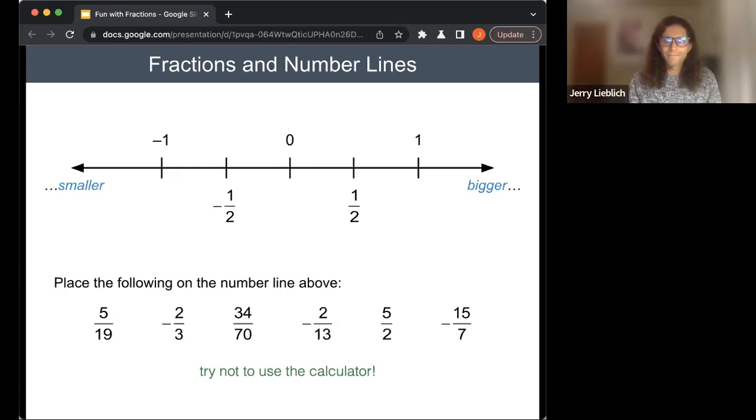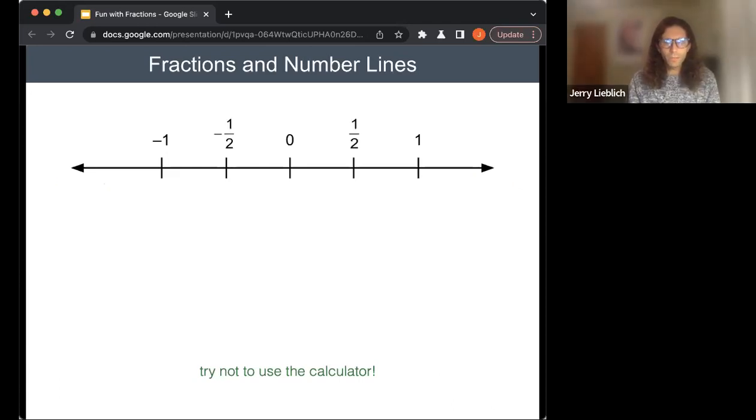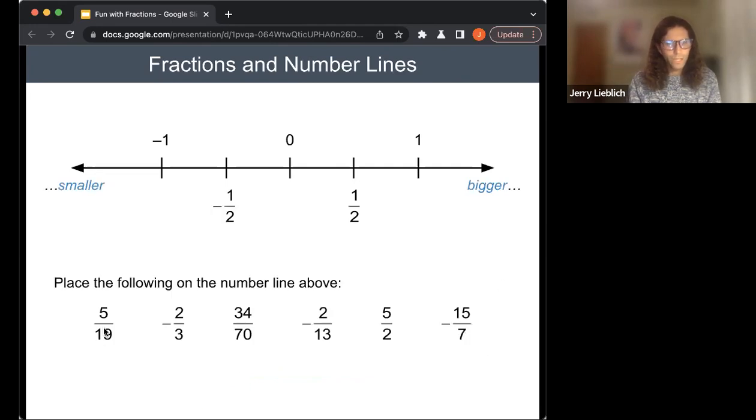All right, great. So if we look at this number line, we can set these up. So actually, let me go back and I'll set it up here. So 5/19, how am I looking at that? Well, 5/20 would be 1/4. So this is about 1/4. I see it's positive. I'm going to put it about here.